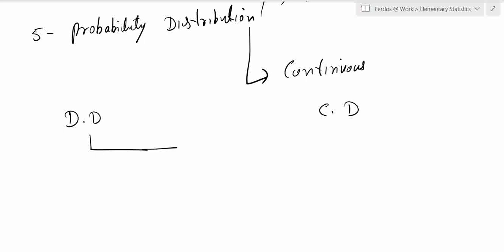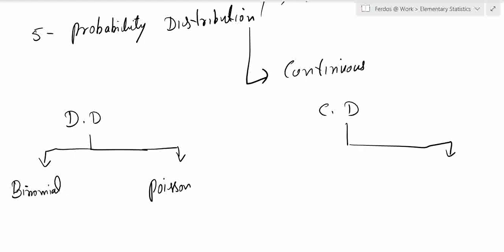In discrete distribution, there are two distributions. One is binomial and the other is Poisson. I have a complete video on binomial distribution, almost 47 minutes, so you can see that. I will share the links below this video. In continuous distribution, you have two distributions. One is uniform and the other is normal.